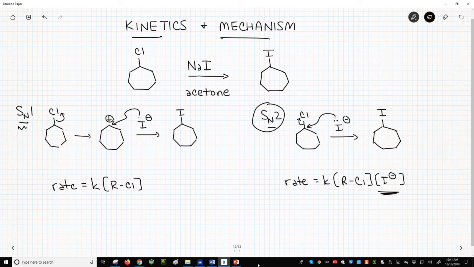This reaction, the substitution of a chloride with an iodide through an SN2 reaction, is actually a known reaction. It's called the Finkelstein reaction. Questions involving reaction order are very common on standardized tests like the GRE and the ACS exams.